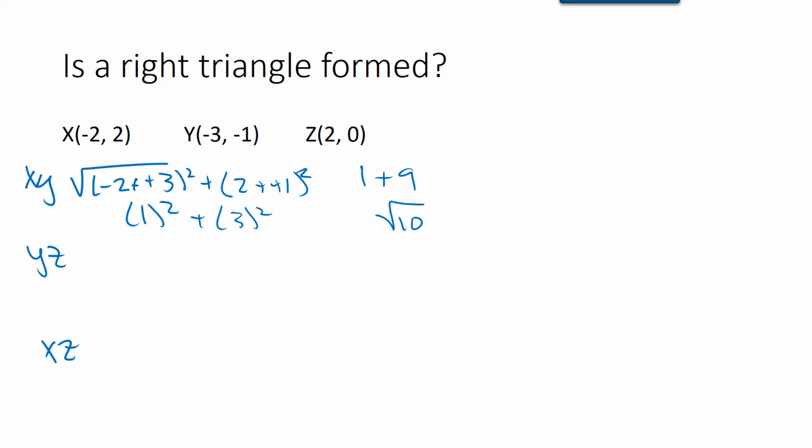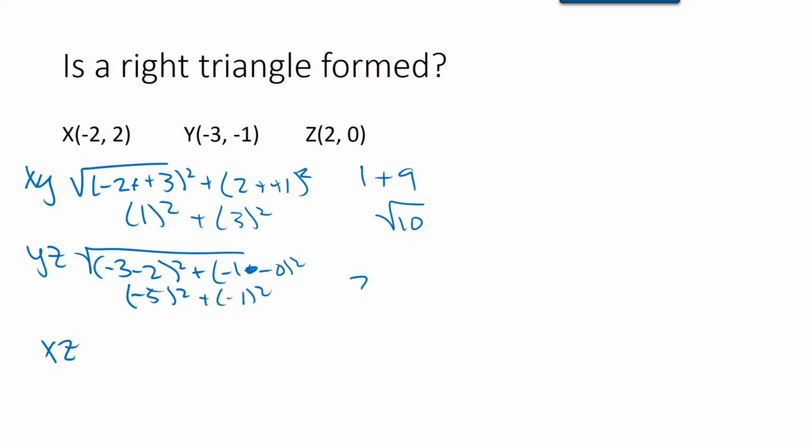So let's do YZ next. Square root of -3 minus 2 squared plus -1 minus 0 squared. This is really -5 squared plus -1 squared, and that's 25 plus 1, so the square root of 26. Again, not a perfect square. Okay, I know this isn't going to make a Pythagorean triple right off the bat, and I'm going to leave that unsimplified.